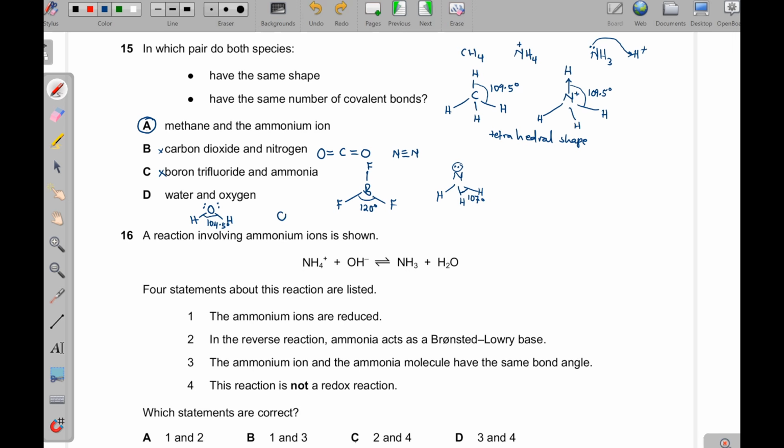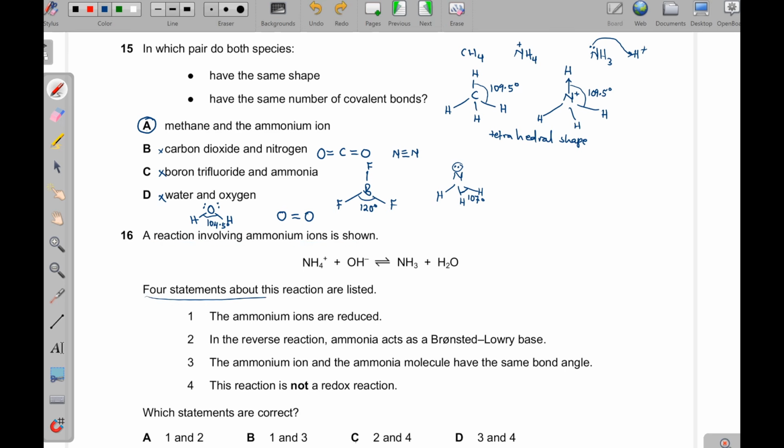Of course, oxygen here is linear. Okay, they don't have the same shape. This one is V-shaped and this one is not. So even this one is off. So our answer is what? Is A. Question 16. A reaction involving ammonium ions is shown here.